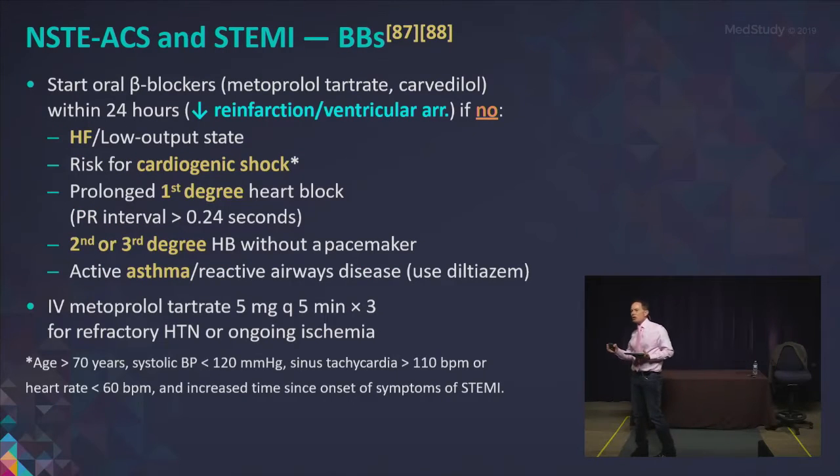Now, what about beta blockers? I told you before, beta blockers are really beneficial, especially in STEMI, but also in non-ST ACS. However, if you have someone who presents in heart failure, or they've got a low output state, or they're at very high risk for cardiogenic shock, which tends to be more the elderly, those with lower blood pressures, those with a prolonged first-degree heart block, or a second or third degree block but they don't have a pacemaker in place, or they have active airways disease, asthma, or really wheezy COPD, then you may want to consider diltiazem if you want to slow the heart rate down.